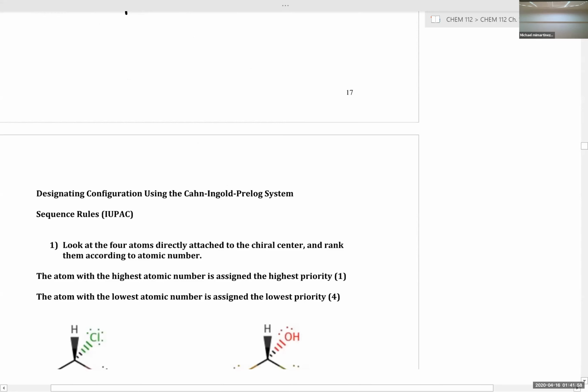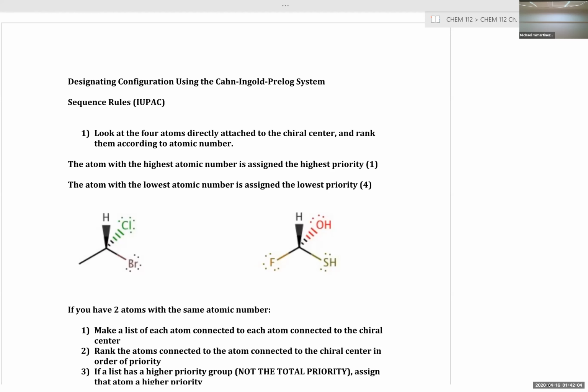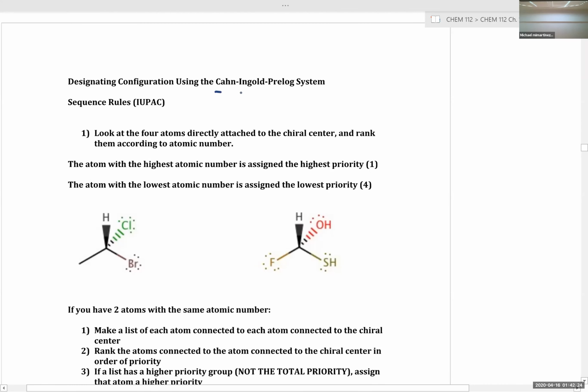Okay, so those are our measures. Now we're going to talk, and this is going to be a pretty bulky section, about how we assign configurations for chiral centers. What is our standard method for assigning configuration at chiral centers? The go-to method is known as the Cahn-Ingold-Prelog system. These are known as sequence rules developed in part by IUPAC. This is the standard for naming stereocenters. So let's talk about each of the rules step by step.